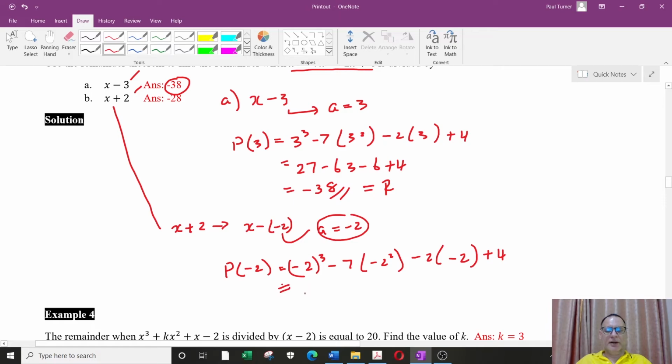So we get minus 8. Minus 2 squared is 4. 4 sevens are negative 28. Minus 2 times minus 2 is plus 4, plus 4. So negative 8 will cancel the 4 plus 4, and your remainder will be minus 28. Okay, that's another one.